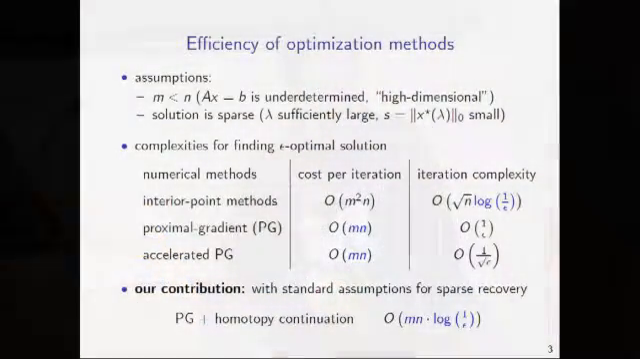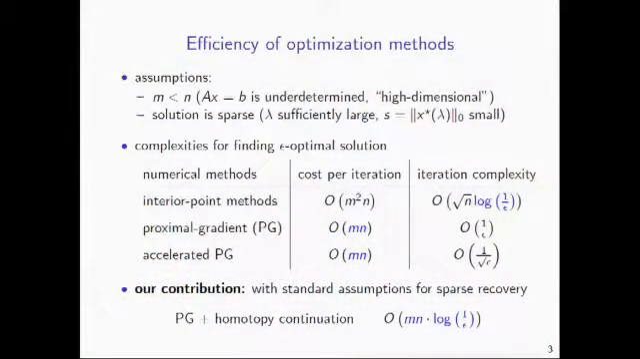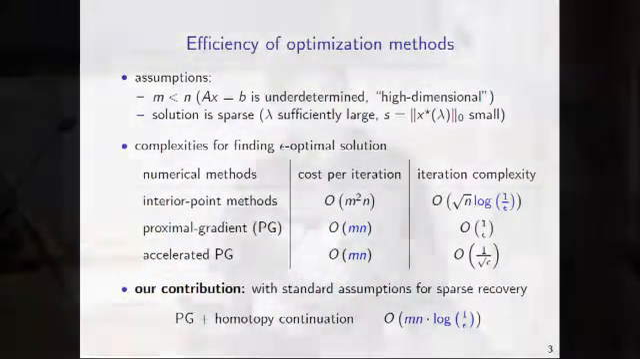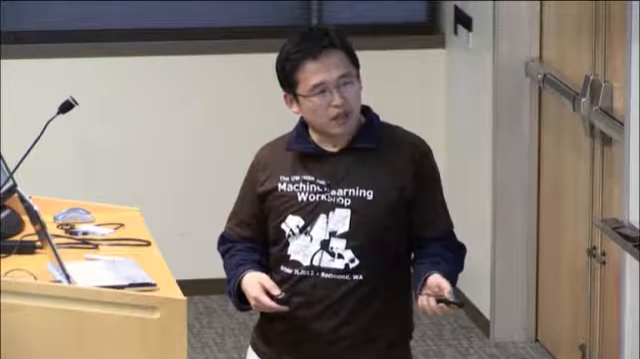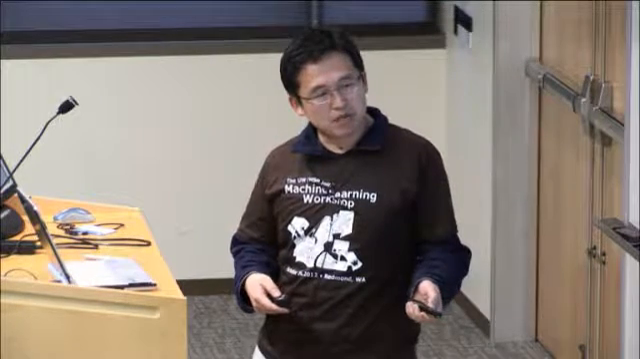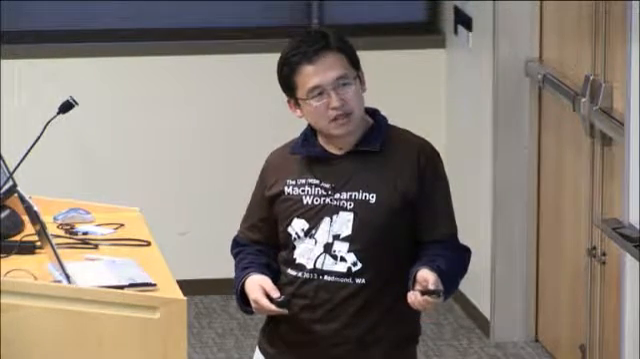So in this talk, we show that for this particular problem, with some standard assumptions of sparse recovery, because this is the context in which we study this problem anyway, our algorithm can combine the advantages of the first-order method and the second-order interior point iteration complexity. So it's uniformly better than the previous algorithms.